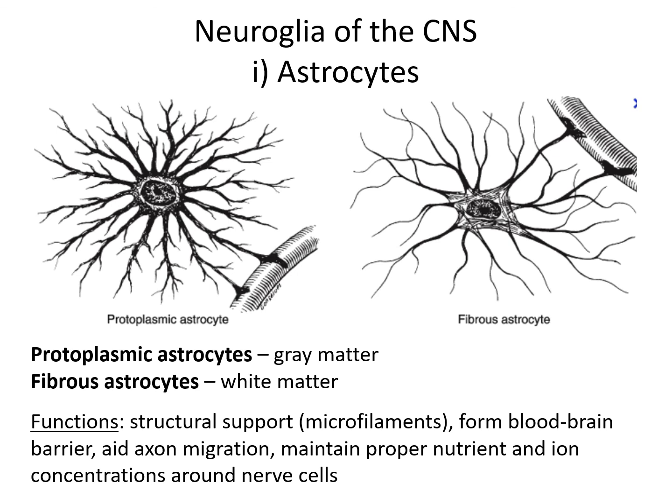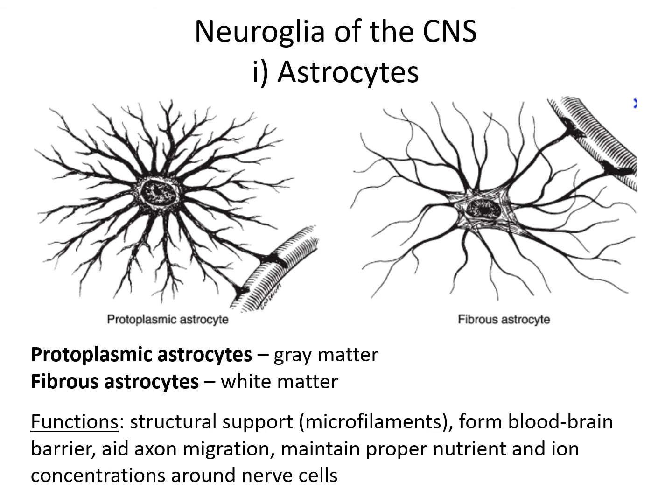Astro means star. Think of asteroid or asterisk. These are star-shaped cells. They have these projections that come out and can connect directly to neurons. They serve a support function. First of all, they physically support neurons. Nerve tissue is very soft. They can connect adjacent neurons to each other and hold them in place.